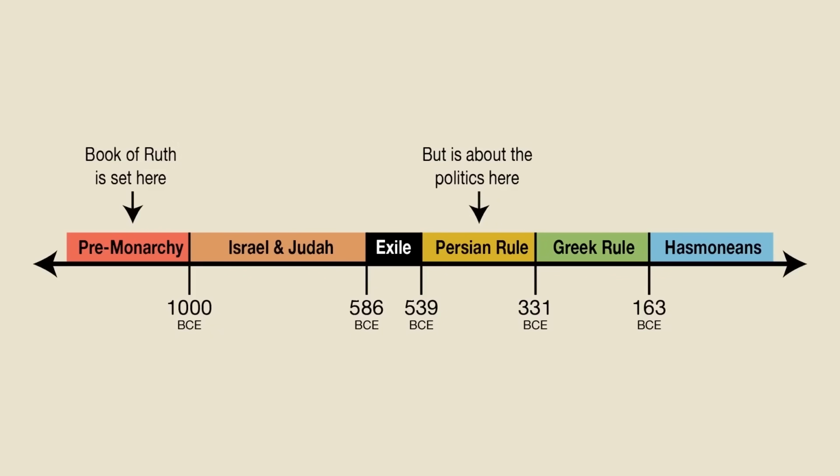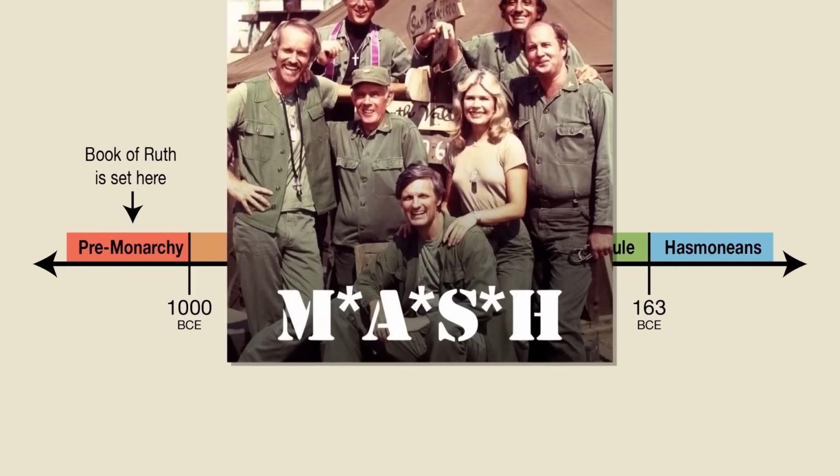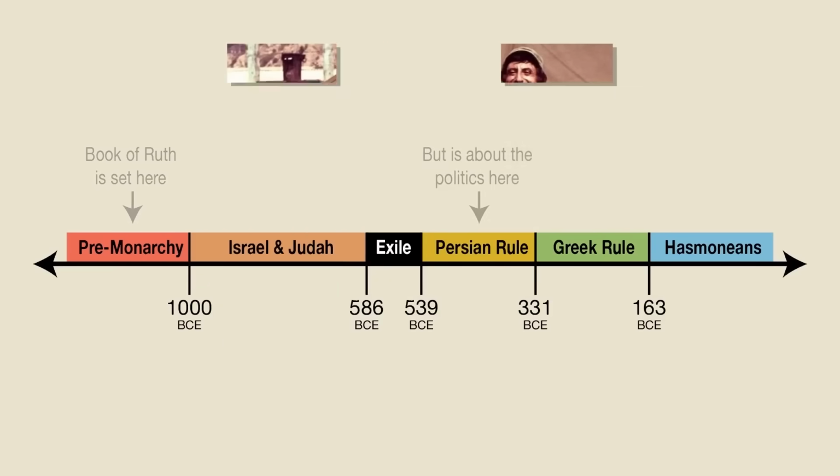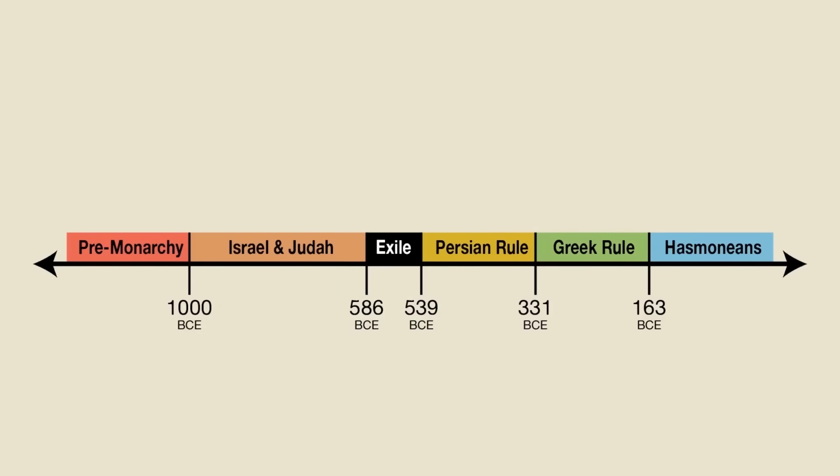Take, for example, the 1970s TV show MASH. That show was set during the Korean War, but was obviously an allegory about the later Vietnam War. Well, Daniel is another one of these cases. Although the book is primarily set during the Babylonian period, what it's really talking about is the late Hellenistic period, which was when the Seleucid king, Antiochus IV, was persecuting the Jews. This is something I'd like you to keep in mind as we explore some of its content.